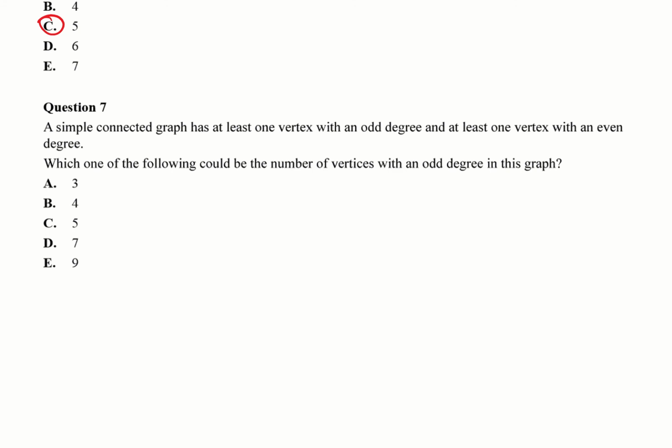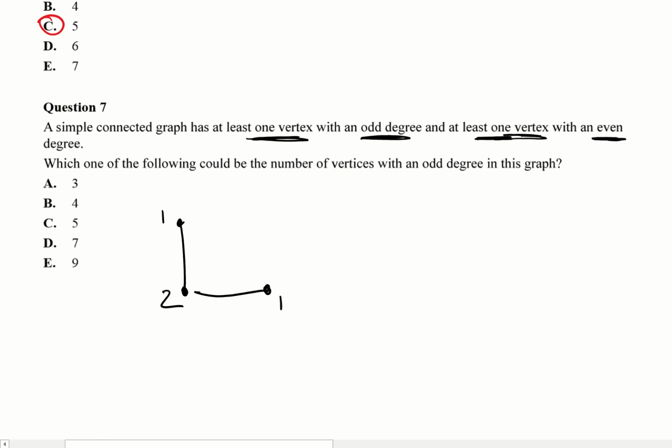So it's got at least one vertex with an odd degree, and at least one vertex has to have an even degree, and that's crucially important. Because if I draw it, I'm going to draw this and this. That means I've got 1 degree, 2 degrees, 1 degree. It fits that. So how many vertices with odd degrees do I have? I have 2. Let's try another one. So I've got 1 degree there.